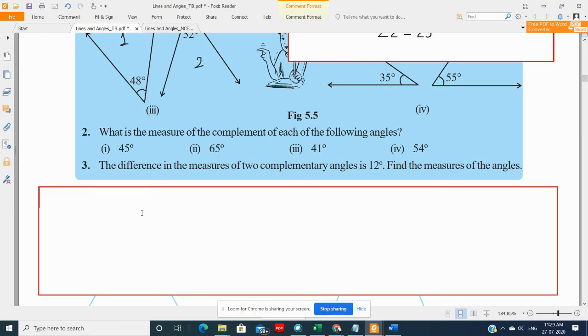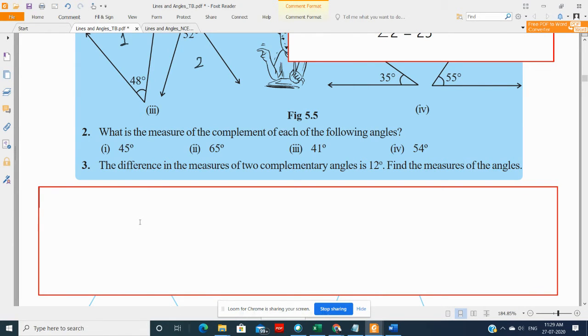All right, the question here is: the difference in the measure of two complementary angles is 12. We are not given any angle here. There should be two angles, but neither of them is given. So in this case, what can be done? We don't know the two angles, or even any one of them.